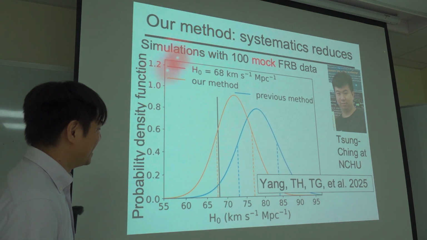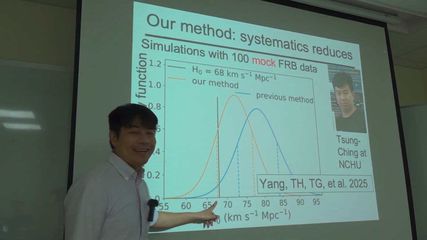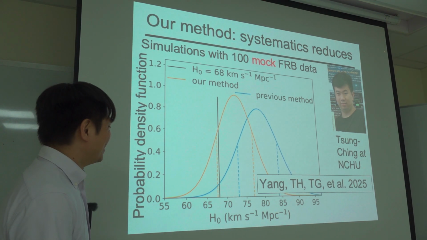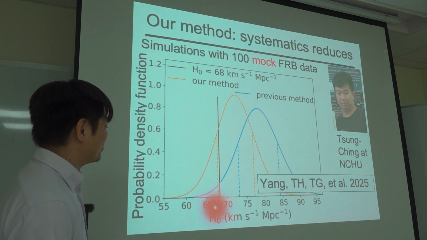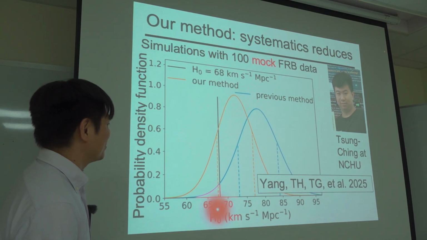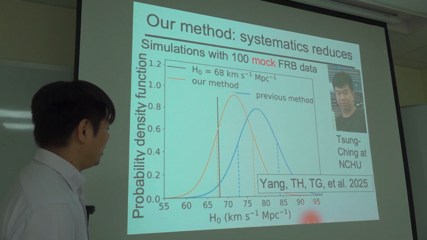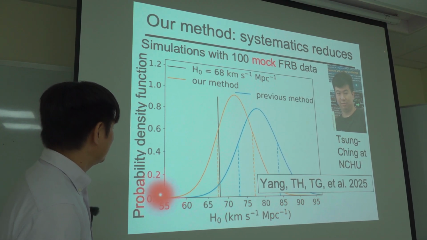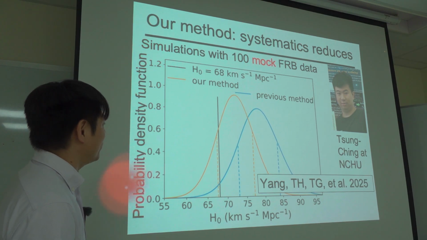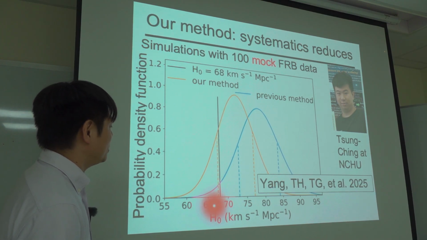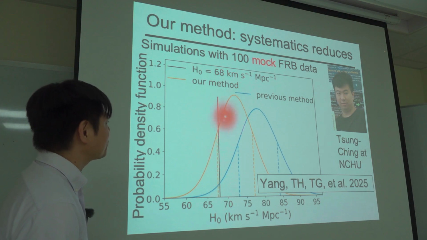He prefers CMB, so he assumed the CMB Hubble constant. This is 68 or something like that, shown by the vertical line here. The x-axis is the value of the Hubble constant. The y-axis is the probability density function. Anyway, the true answer of this mock data is here. It has to come here.